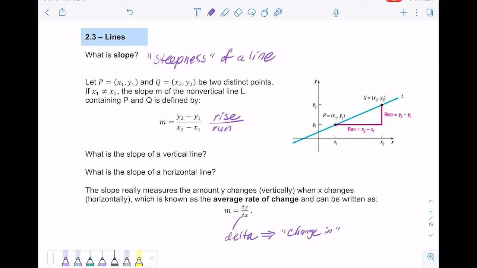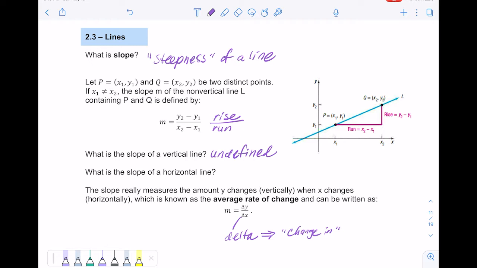What is the slope of a vertical line? So on a vertical line, you're always rising. You're not really running. So your run would be 0. And when you divide by 0, it's undefined. So vertical lines don't have a slope.